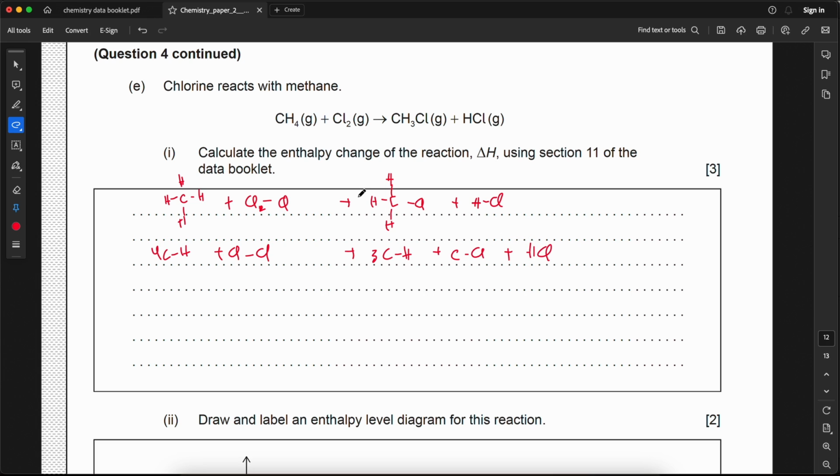If you refer to the average bond enthalpy, that would be 4 times 414 plus 242, and this will be 3 times 414 plus 324 and 431. The total will be 1898, and this one, the total will be 1997. So delta H, this one minus this one, that would be negative 99 kilojoules.